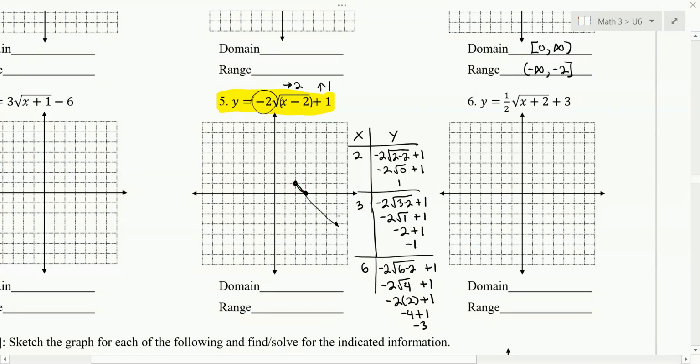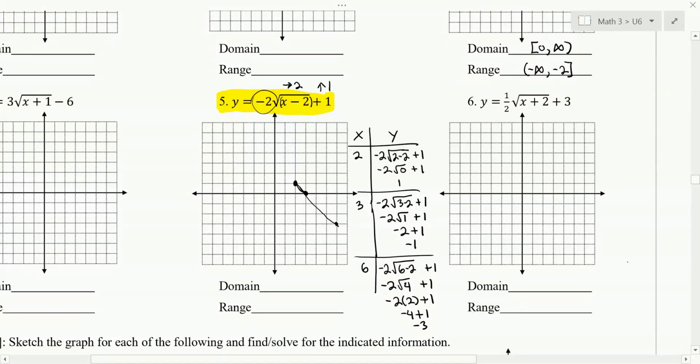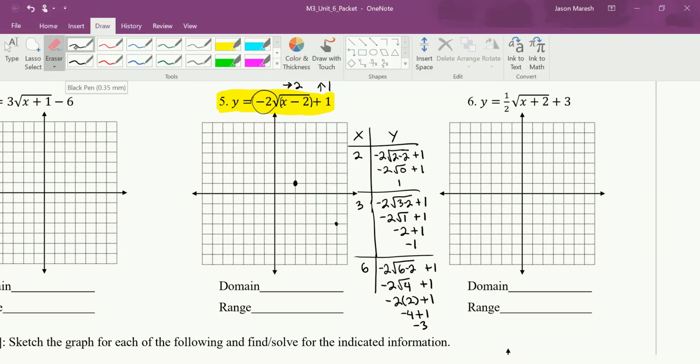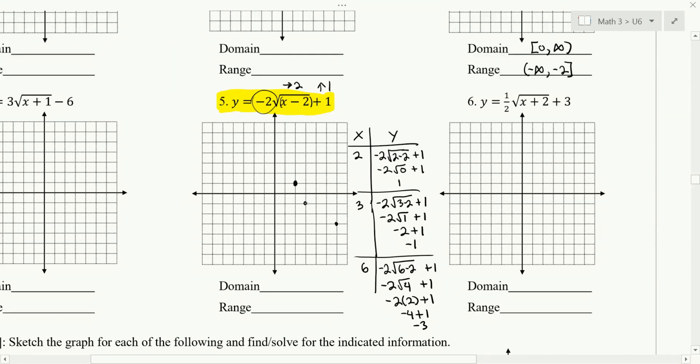Something like that. And I see that I made a graphing error. I was supposed to graph my second point at 3, negative 1. I put it at 3, 0. So I'm going to fix that. So we get this kind of rounded side here. It's the bottom half of a sideways parabola that we're drawing here.